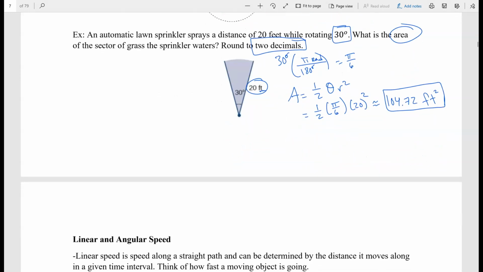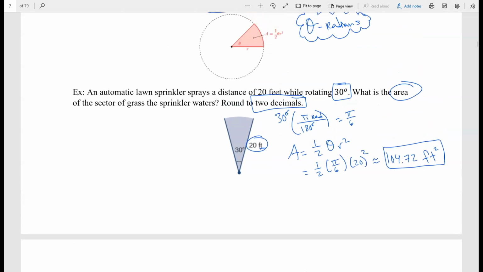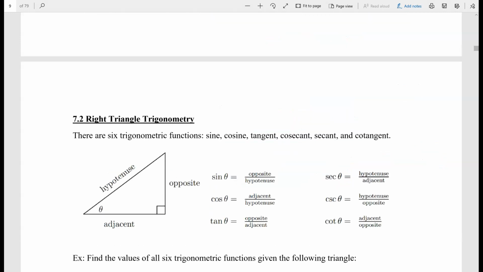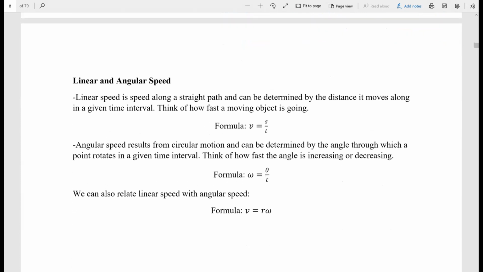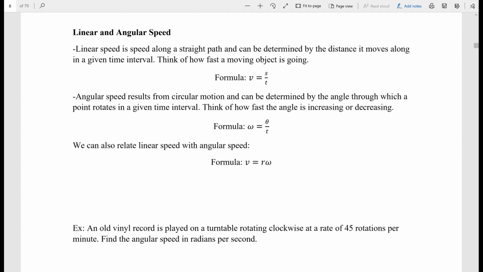So there really is not much to areas of sectors. It's pretty self-explanatory. Now what we're going to do is linear and angular speed. Actually, let me do that in a different video, because I think we need a little bit more time for this one.